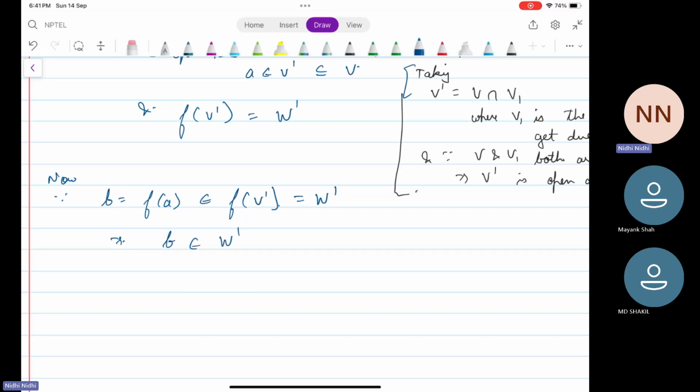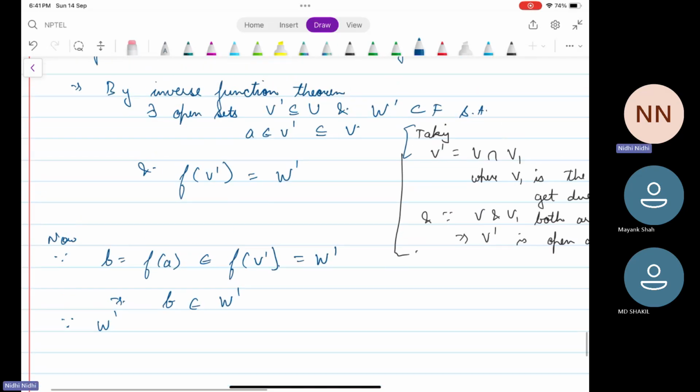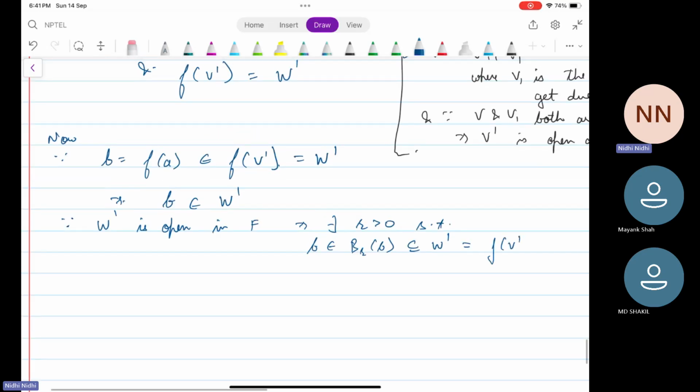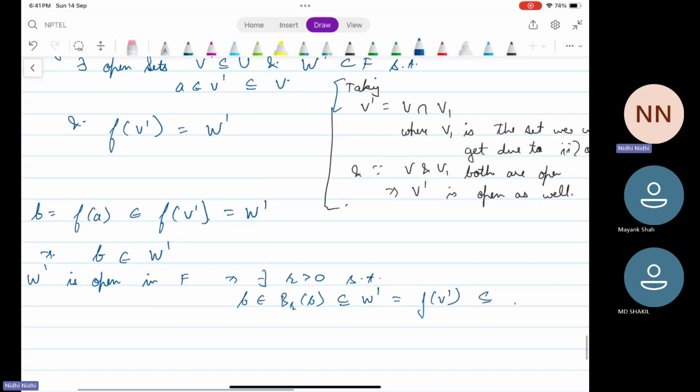Now, since W prime is open in F, which we got due to the inverse function theorem, W prime is open in F, we can find a ball. There exists R positive such that B is an element in BRB, which is contained in W prime. And this W prime is equal to FV prime. And this FV prime is a subset of FV.